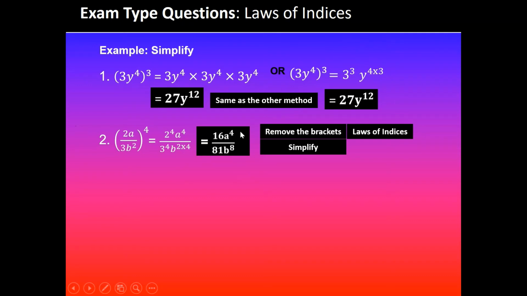A to the power of 4, and 3 to the power of 4 is 81, and 2 times 4 is 8, so 81b to the power of 8. I would suggest if you can pause the video and try this yourself and see if your answer matches with this. So we'll have a look at the third one.